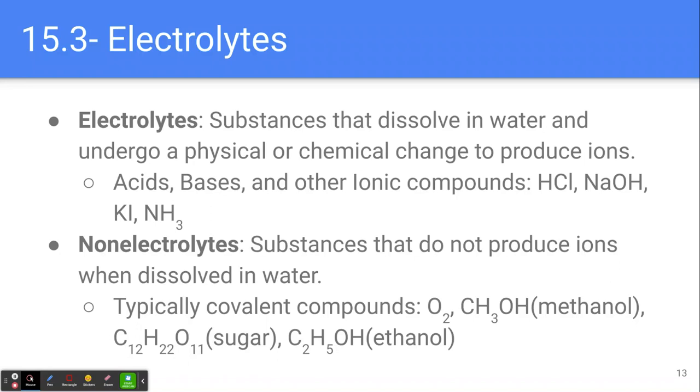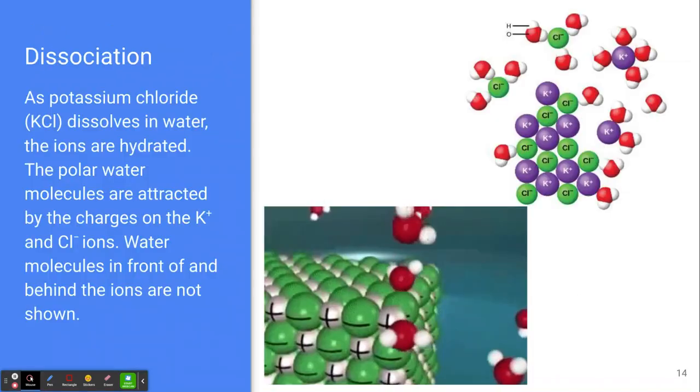Your non-electrolytes do not produce ions. They don't break apart. So oxygen doesn't break apart. Methanol does not break apart when we dissolve it in water. Sugar does not dissociate when we put it into water. Same with ethanol. The big dead giveaway, usually for a non-electrolyte, is that it contains carbons and hydrogens of some sort, or it's a molecule like oxygen. So your electrolytes are acids, bases, and ionic compounds, and then non-electrolytes are typically molecules or they contain carbons and hydrogens.